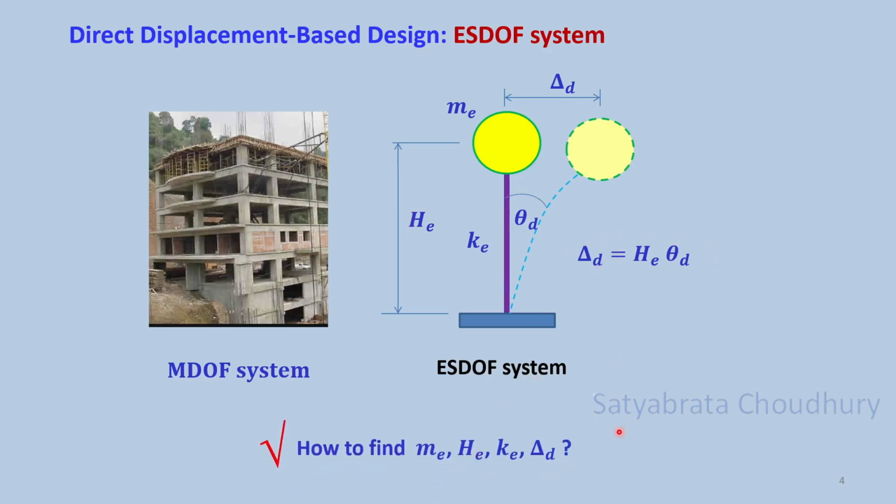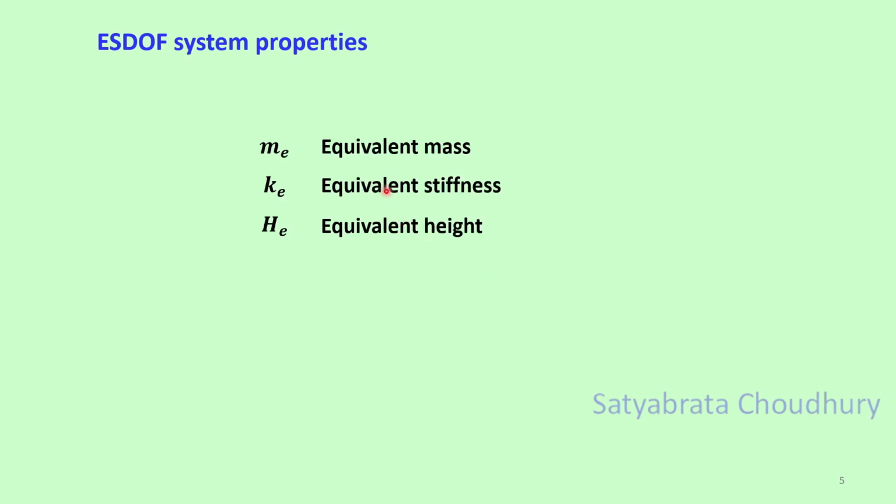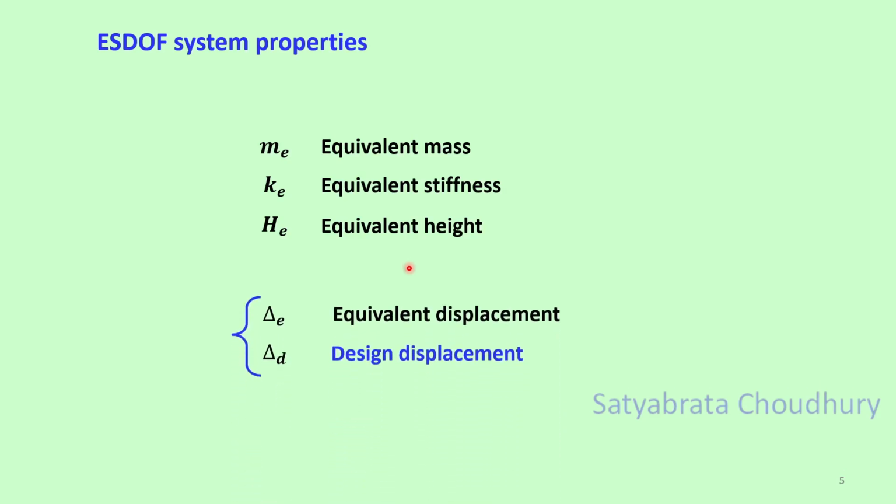So now, how to find this effective mass, effective height, effective stiffness, and the design displacement delta d? This also we shall be writing as equivalent displacement. So we have ME, the equivalent mass, as one property, KE, the equivalent stiffness, as another property, and HE, the equivalent height. The equivalent displacement can be written as either delta E, equivalent displacement, or delta D, the design displacement. We shall be looking at this in a coming slide.